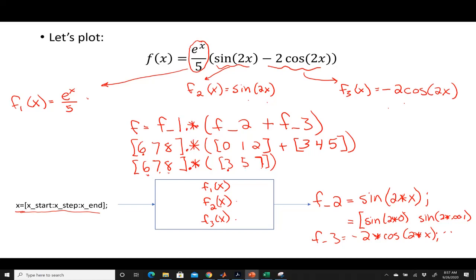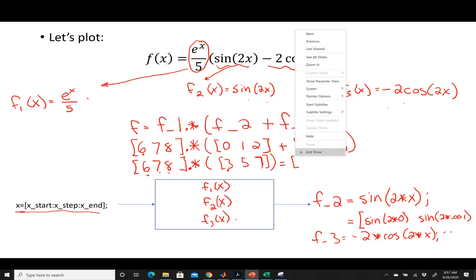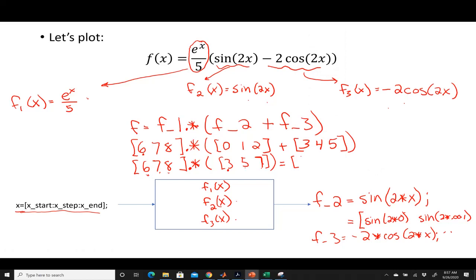Okay? And in that case, if I do a dot multiply like that, my first entry will be 6 times 3, or 18. My next one will be 7 times 5, or 35. And the last one will be 8 times 7, or 56. So what I ended up with is f, some function that is the same size as x. That makes perfect sense, right?